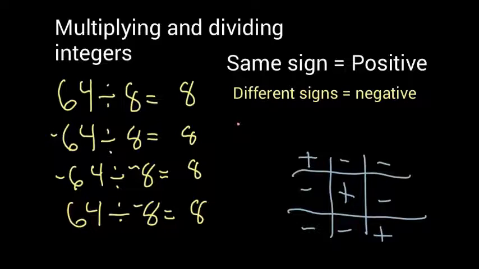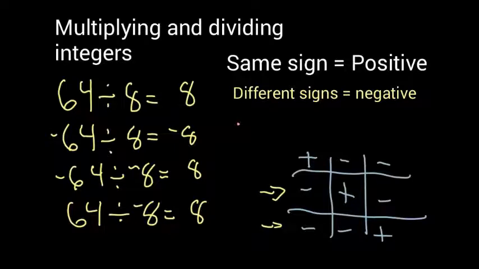Second one is negative divided by a positive. So that's right here on our chart. So that answer is going to be negative. Or if you're a words person, different signs means it's negative. So then we have negative 64 divided by negative 8. So that's 2 negatives. That's down here. Same signs, so it's positive. Just leave it as 8.